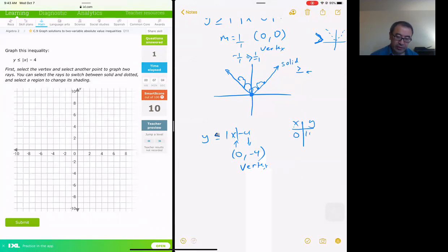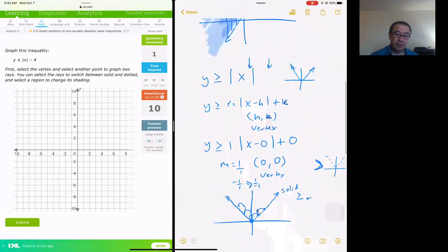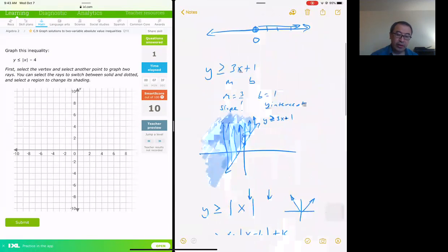Absolute value of 0 minus 4 is -4. 1, absolute value of 1 minus 4 is -3. Absolute value of 2 minus 4 is -2. We could do all that work. But just like when we graph lines, remember y equals mx plus b, instead of plotting points, we look at the characteristics of the graph and it makes it so much faster to graph.